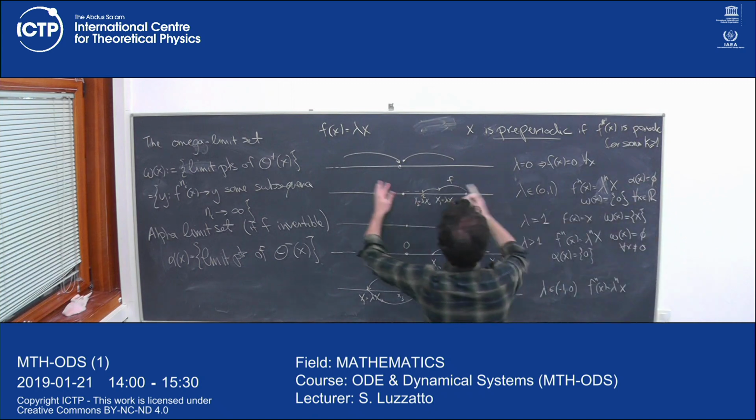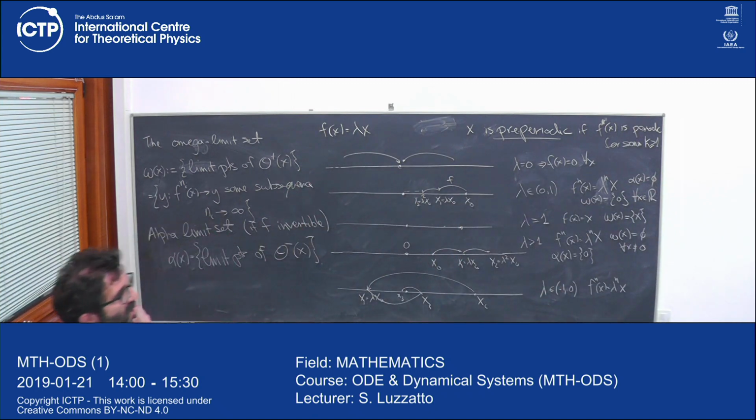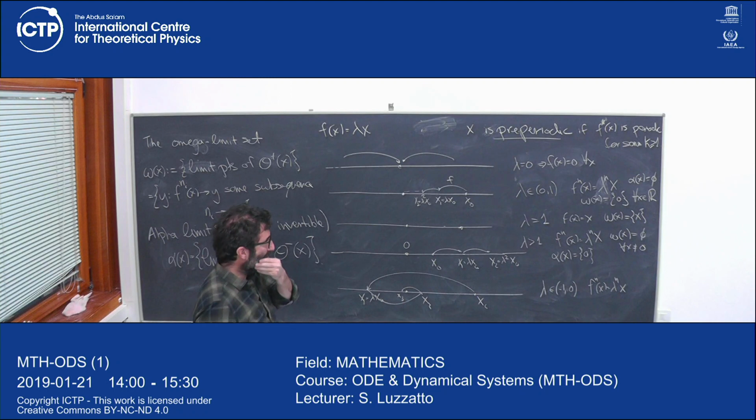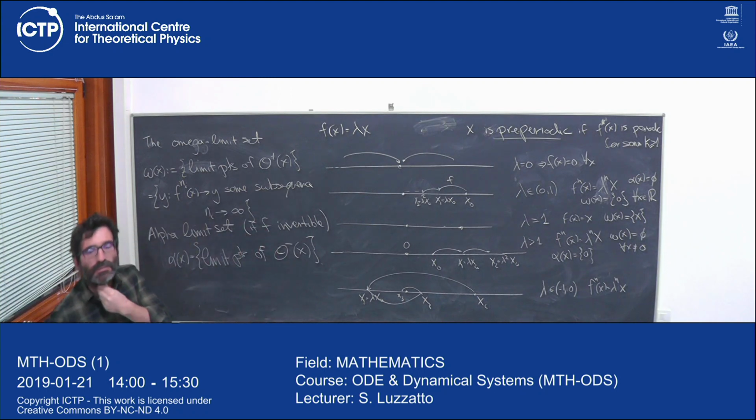I think that the functions in these two situations are inverse to each other. They're inverse one of the other. The alpha limit of a set is the omega limit of the inverse function. Exactly, yes.